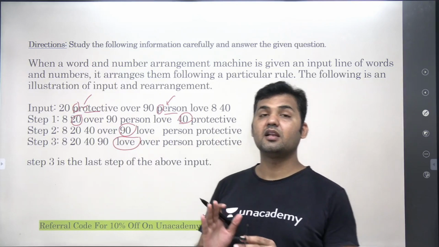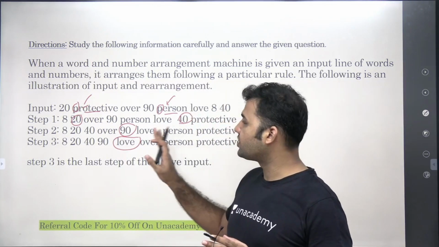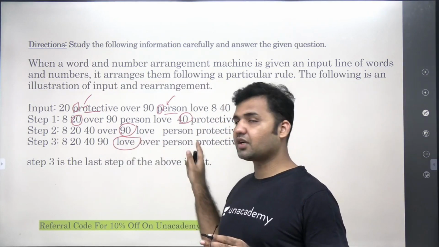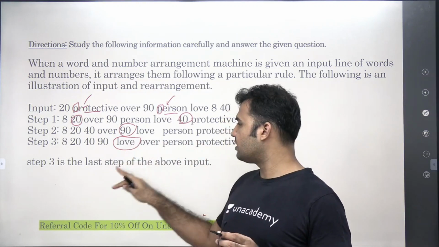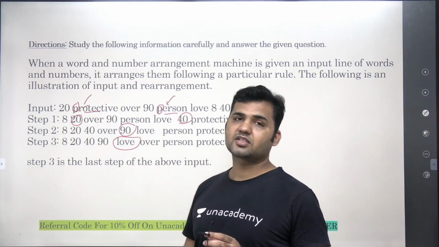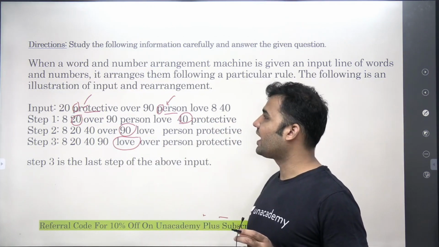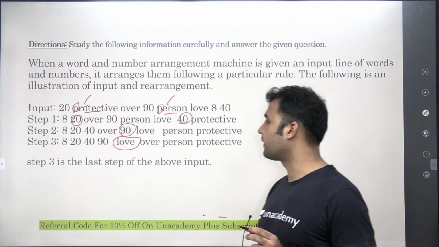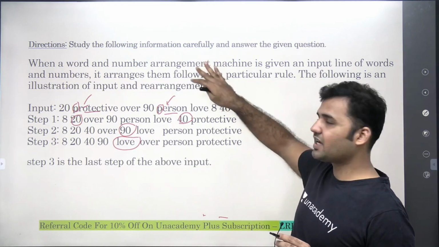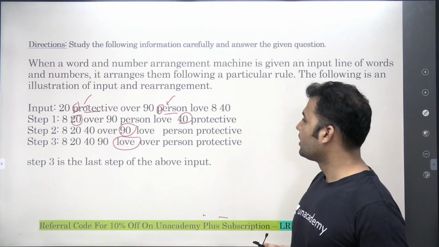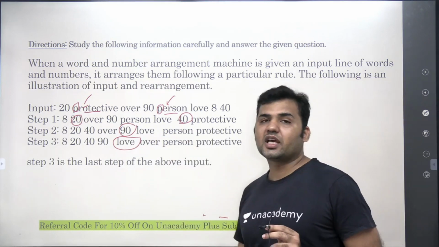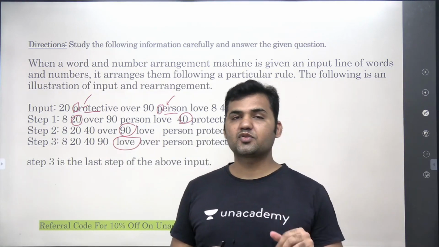This is the final destination of the machine's input, right? So the final result of the machine input. This is where the machine stops working, and that's the last step of the input. So that means finally all the words and numbers are arranged as per the desire of the machine. Okay, as per the desired result of the machine. Now, how do we approach these types of questions when it comes to the ranking method?